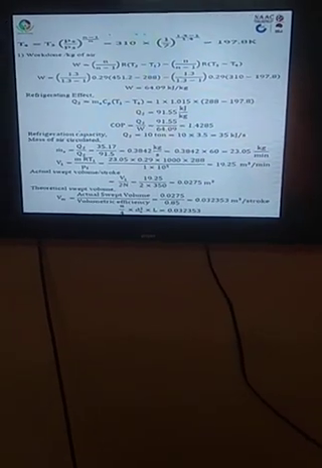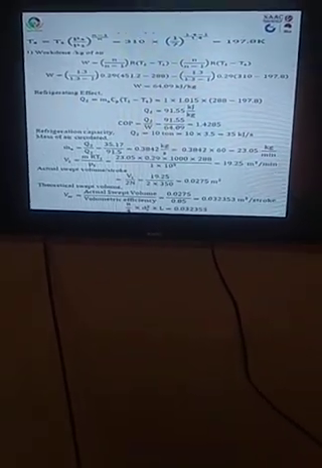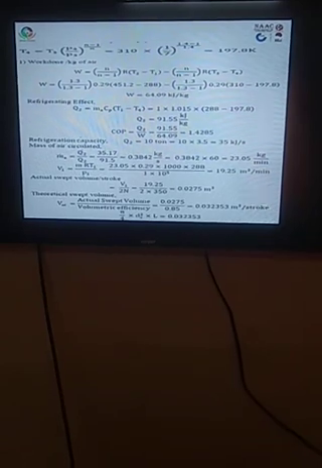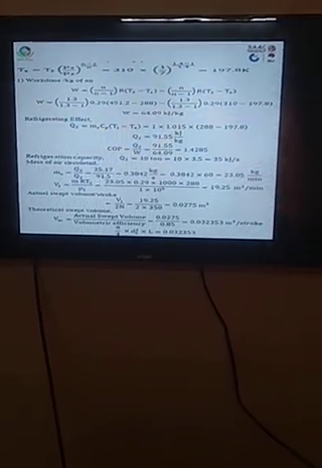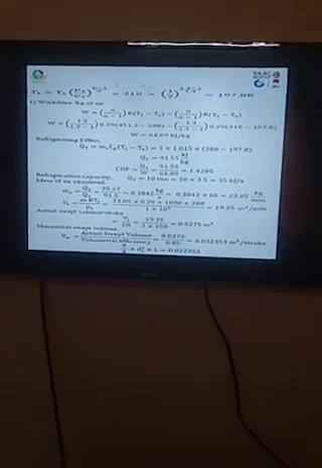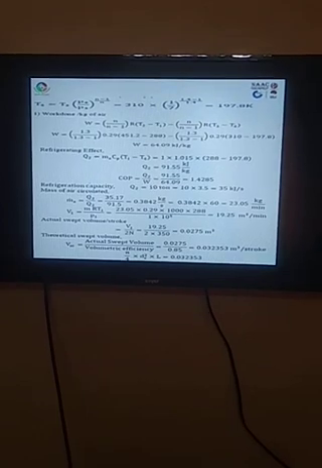V1 is calculated as m into R into T1 divided by P1. After substituting all these values, it is 19.25 meter cube per minute. The actual swept volume per stroke is V1 divided by 2 into capital N. The 2 is for double acting and N is the speed. After substituting those values, the actual swept volume per stroke is 0.0275 meter cube.